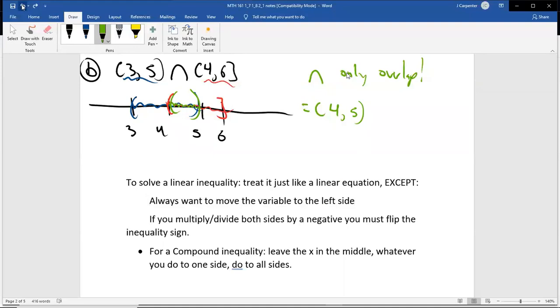So always move your variable to the left with these inequalities. And if you multiply or divide both sides by a negative, flip the inequality sign. It's not just because there's a negative somewhere. It's because you chose to multiply or divide both sides by a negative.